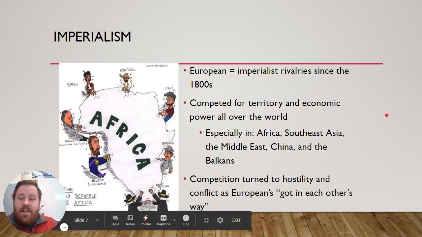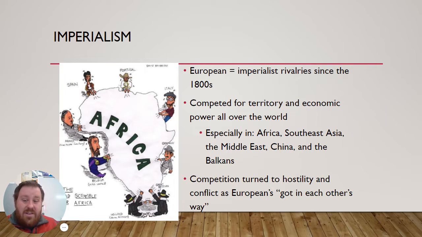And then the next one is imperialism. Okay, imperialism we talked about for the whole last unit. So that should say Europe instead of European. Europe had imperialist rivalries since the 1800s. They tried to keep from going to war with each other over their empires, but really, they had these rivalries about who owned this land and who had the rights to this colony and all this stuff that's been happening for over 100 years now.